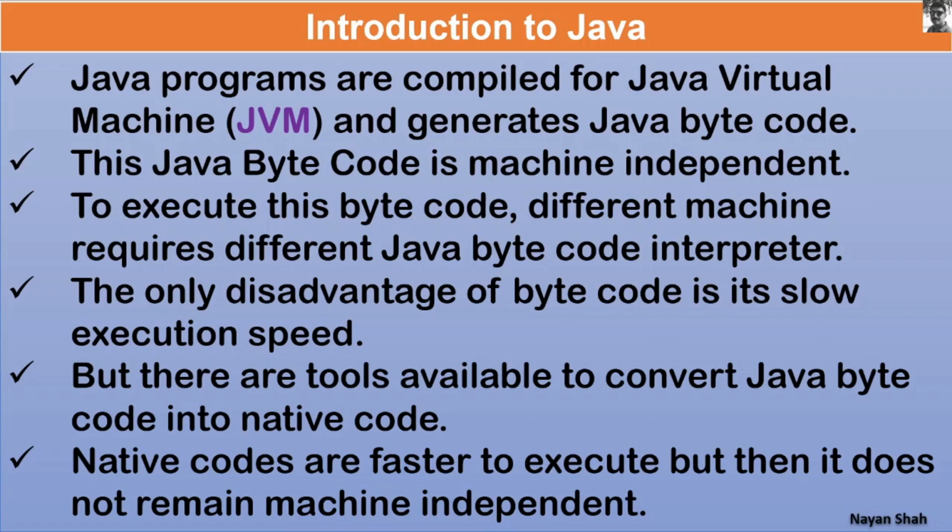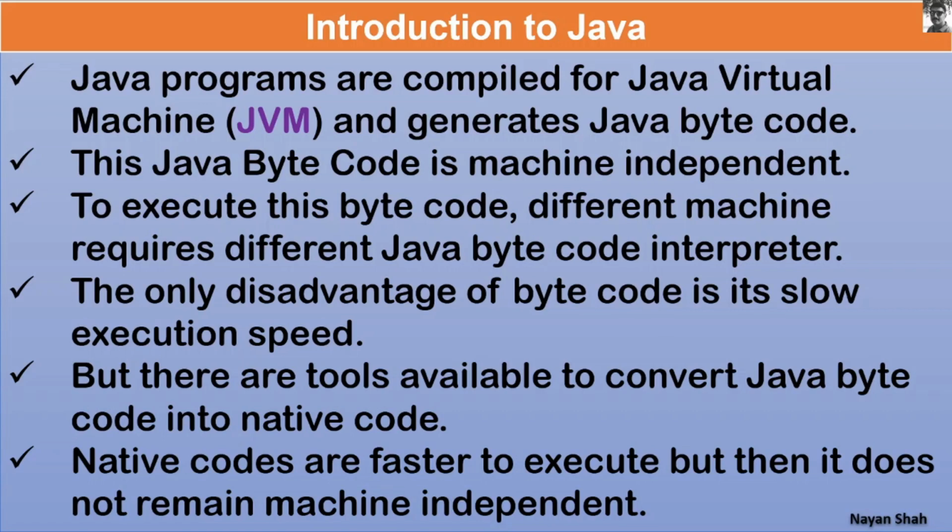So the only disadvantage of bytecode is its slow execution speed. But there are tools available to convert this Java bytecode into native code. As I said, it is possible to convert this Java bytecode into native code. Suppose I got one bytecode in my machine, and then there are tools using which I can convert that bytecode into my machine style of code, that is native code.